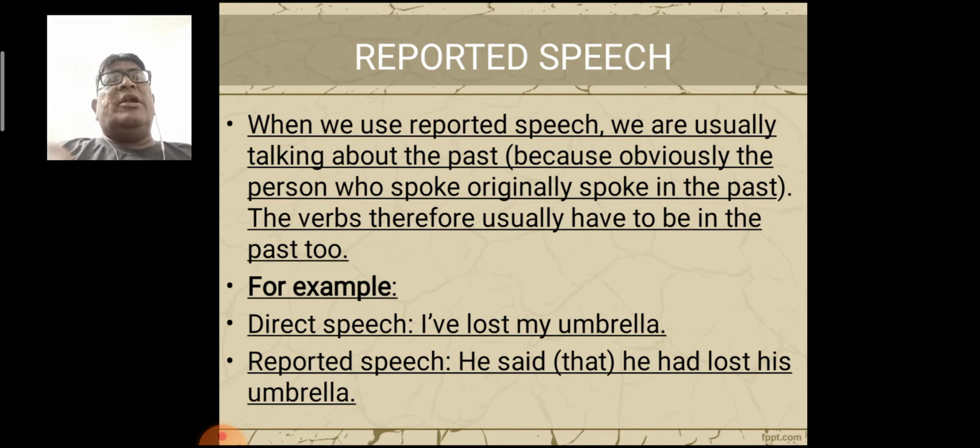When we use reported speech, we are usually talking about the past, because obviously the person who spoke originally spoke in the past. The verbs therefore usually have to be in the past too. For example, direct speech: I have lost my umbrella. Now see, the reported speech is: he said that he had lost his umbrella.